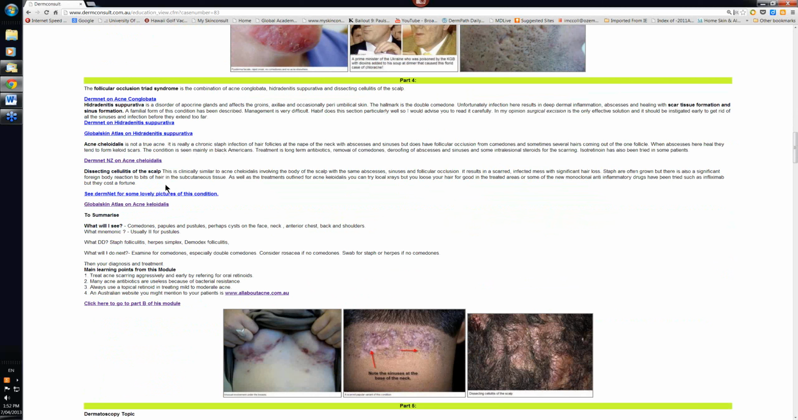Hidradenitis suppurativa is discussed in this section as well. This is a difficult condition. We'll deal with it in the main webinar under the follicular occlusion triad. But if you've got time, have a little read both on DermNet and perhaps eMedicine on hidradenitis suppurativa.